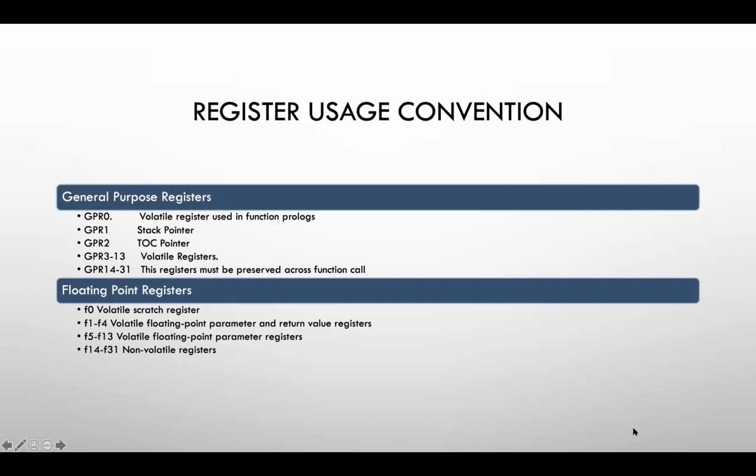Then moving on to floating point registers. There is a similar convention in floating point registers. I'm not going to go into detail about volatile and non-volatile, so I'll quickly walk you through. F0 is a volatile scratch register, so you don't expect the value to be retained. Similarly, F1 to F4 are again volatile, and these are mainly used for parameter passing and also for return values. Whenever you return from a function call, these registers will be used. F5 to F13 are again volatile, and these are also used for parameter passing. And F14 to 31 are non-volatile registers.